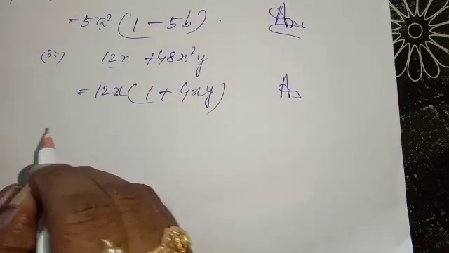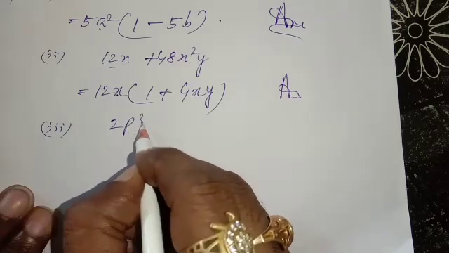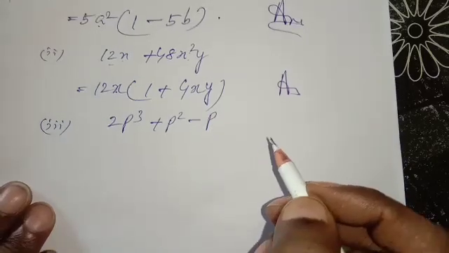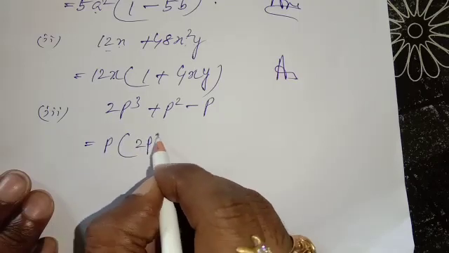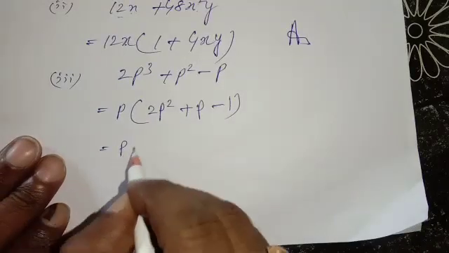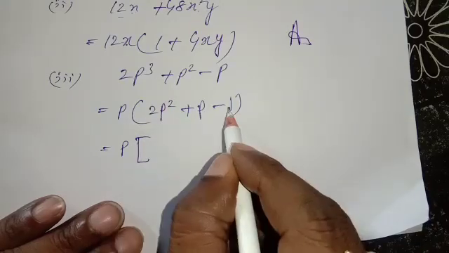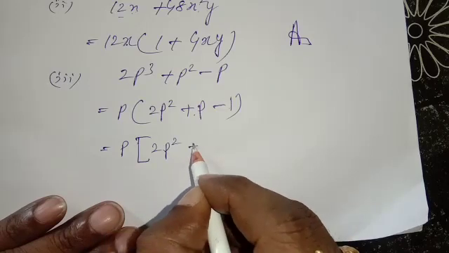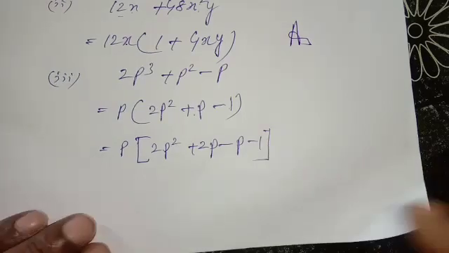Next, third part. Third part question given 2pq plus p square minus p. From here it is clear that you can take p common. What is left here? 2p square plus p minus 1. Now p is outside. Here you have to apply middle term breaking. Multiplication minus 2, addition plus 1. That means 2p square plus 2p minus p minus 1 by using middle term breaking.